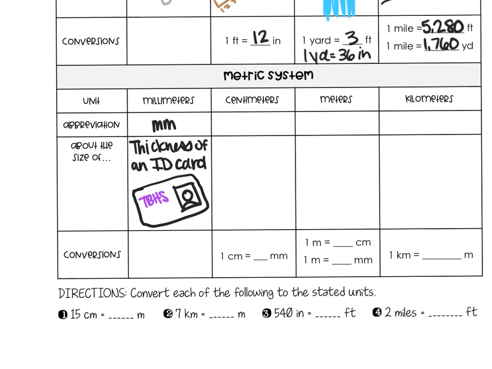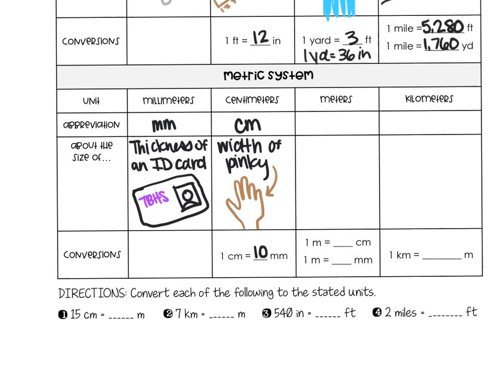Centimeters is abbreviated cm, and it's about the width of your pinky, how wide your pinky finger is. Let's see if I can draw a hand, I'm not sure. So, width of the pinky. And 1 centimeter, maybe you remember from elementary, is 10 millimeters.